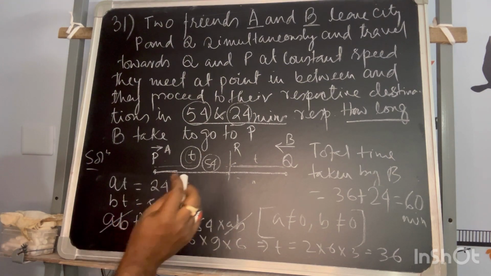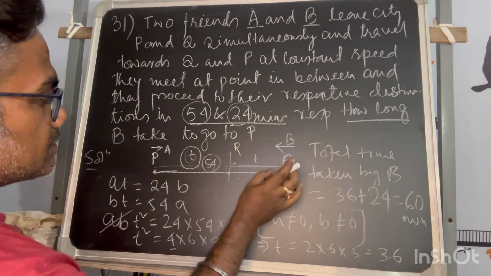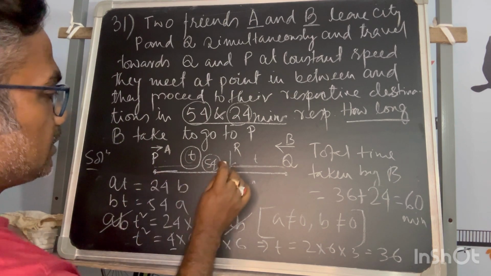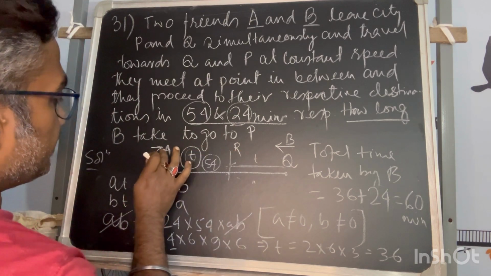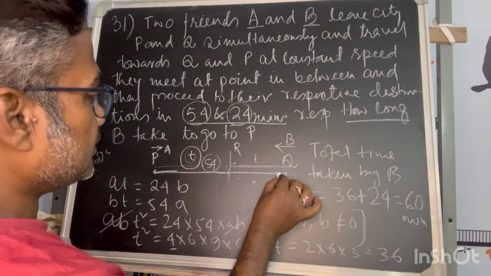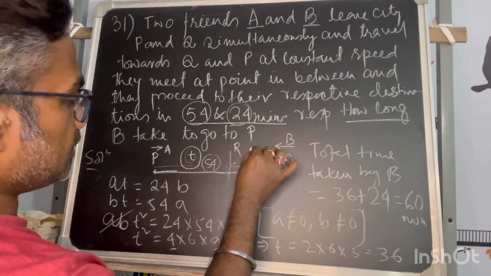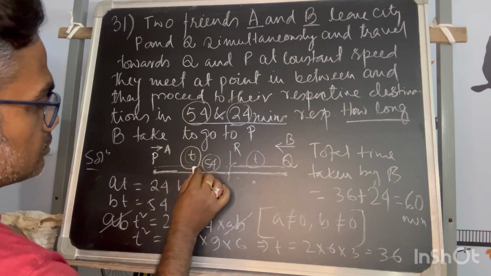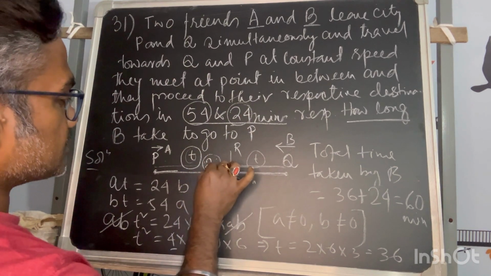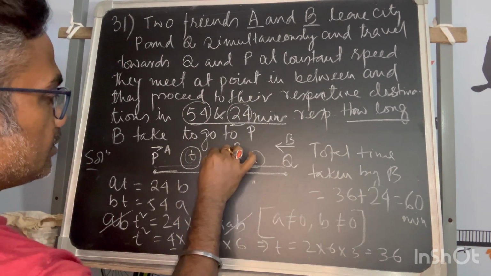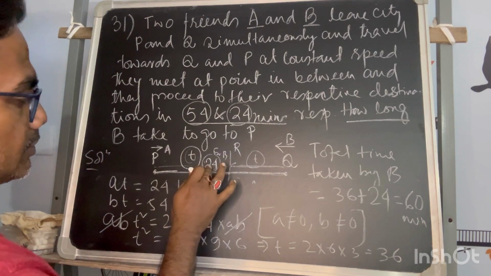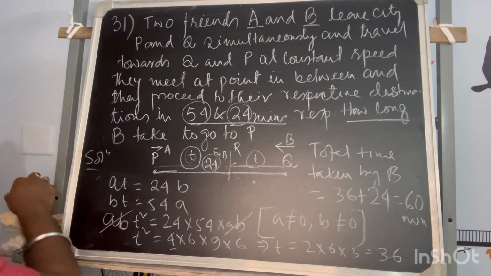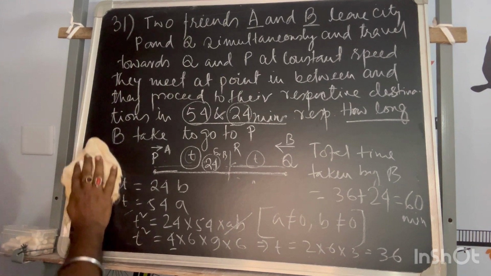Understood? Let me tell you, B is moving from Q to P, and in between they meet. So initially I assume T is the time for A to cover this distance and B to cover this distance. Once I have calculated T, the remaining distance is covered in the time already given. So this is not 54, this is actually 24 for B. So 24 plus T, which I have calculated as 36, altogether 60. Understood?